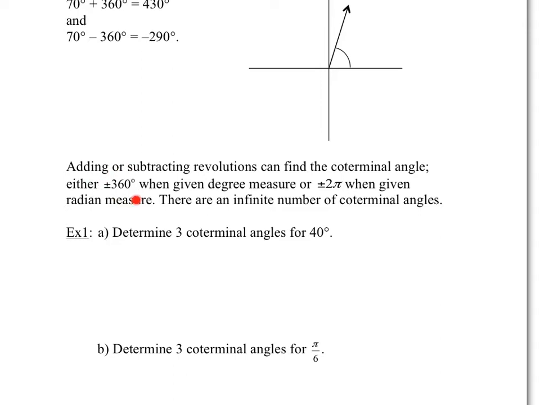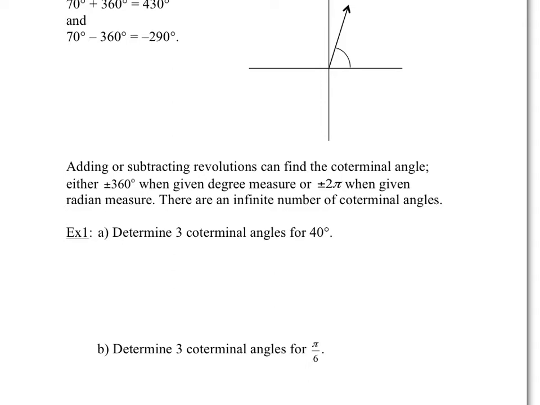You can add or subtract 360 degrees, but you can also add or subtract 2 pi, because that's also a full rotation. So if you have an angle and add 2 pi to it, you still would have a coterminal angle because you would be at the exact same position. The angle would be different, but the position would be the same.